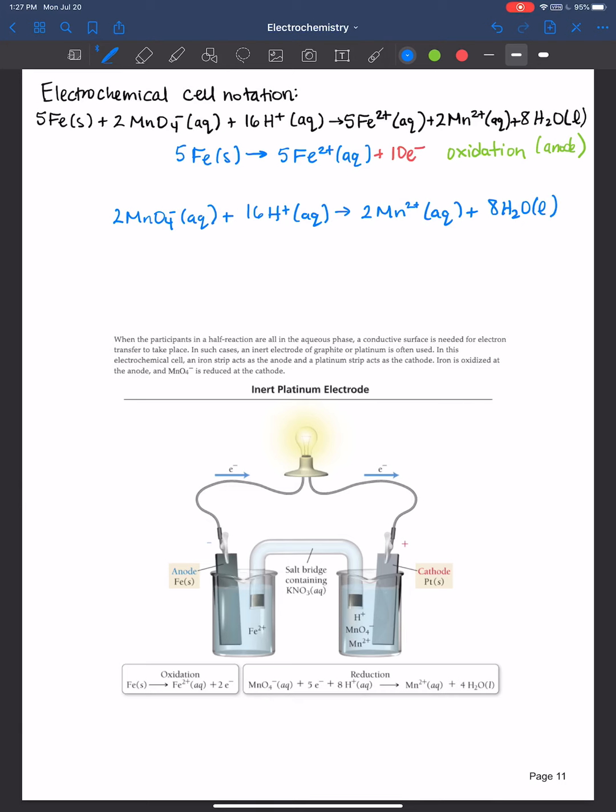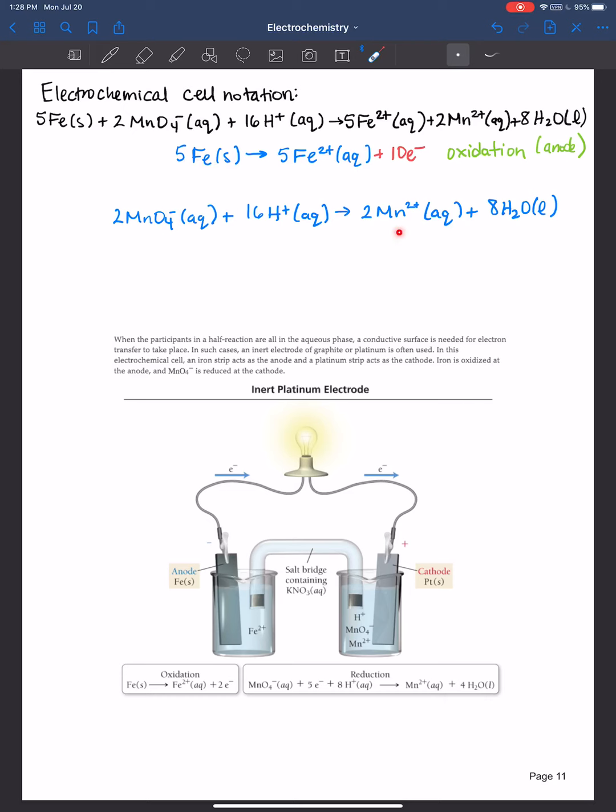Now, a question you may have while looking at this is, how did you know this was a half reaction? How did you know that was the other half reaction? Make sure you've watched my video on balancing redox reactions in acidic solution, as well as the other video, which is in basic solution. And what we can see here is that the mass is balanced already.